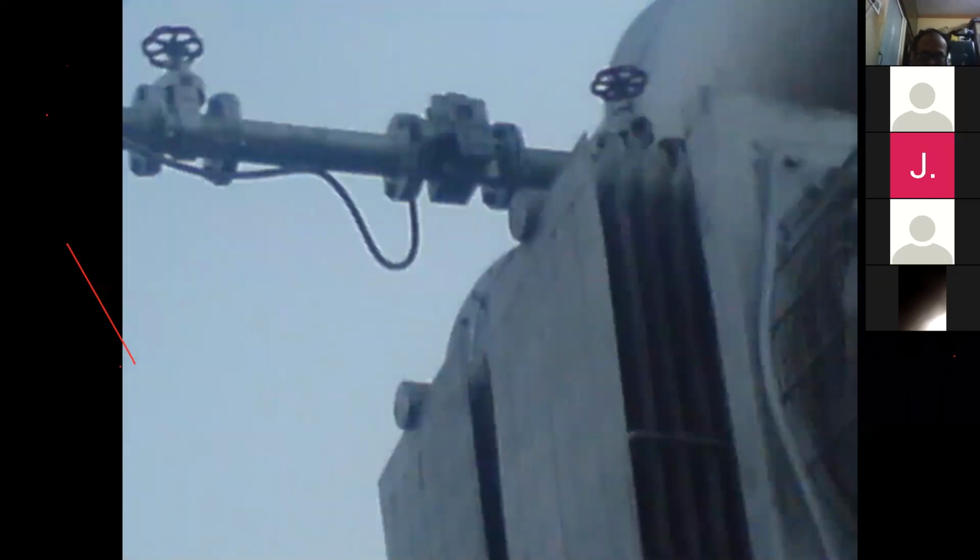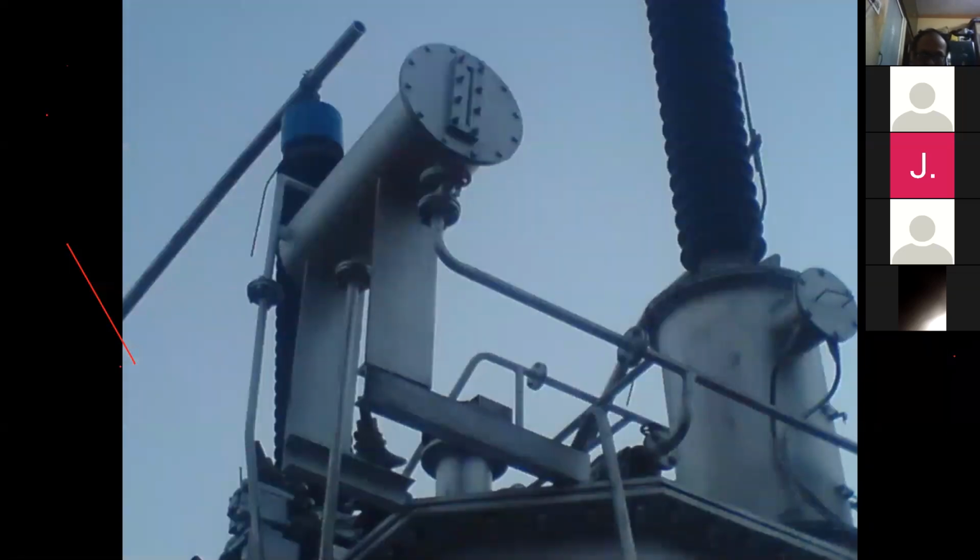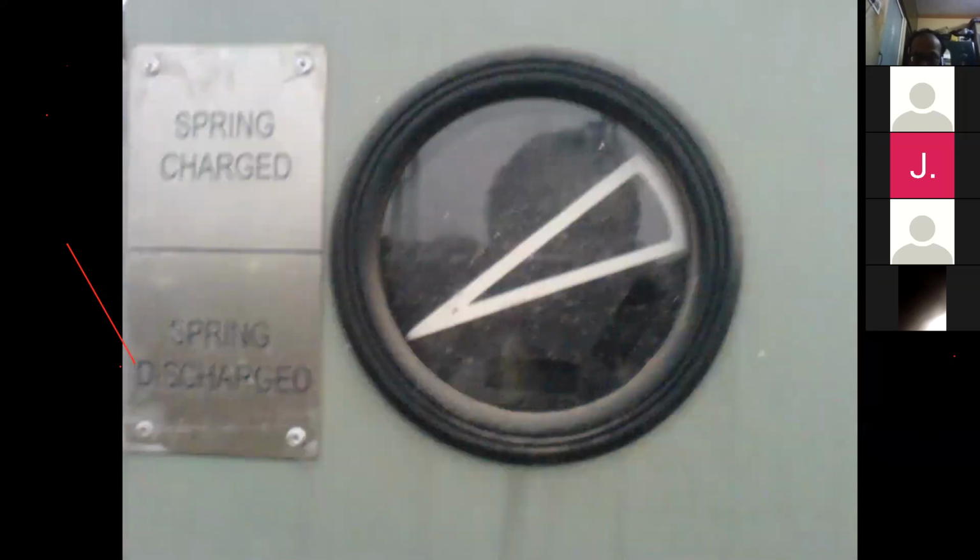Closer look. OLTC conservator tank on-load tap changer. This is the breaker position, spring charge, spring discharge, and on-off switch. So spring charge means the breaker is ready for operation. Spring discharge means the breaker is not ready.